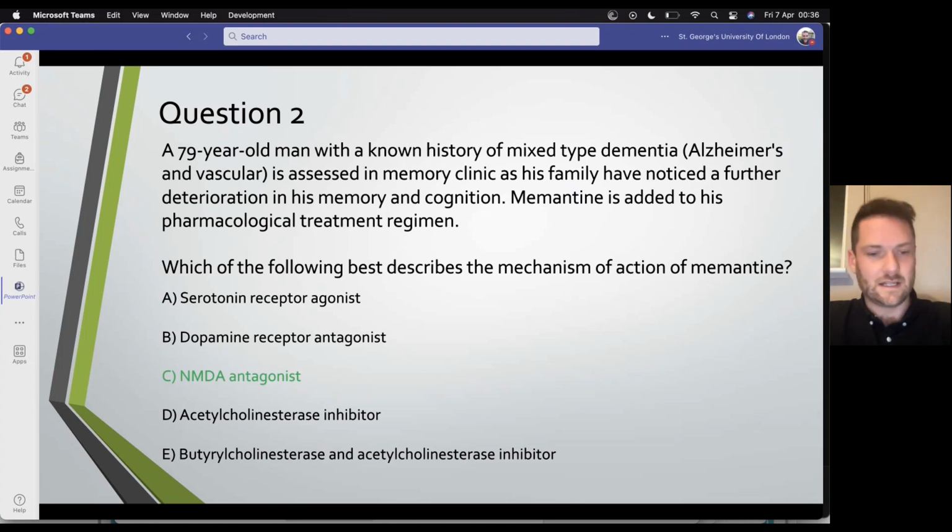NMDA antagonist. Exactly right. So the only thing you get confused there is your acetylcholinesterase inhibitor, and that is your donepezil. Dopamine receptor antagonists, these are used in Parkinson's. Serotonin receptor agonist, this is obviously used for SSRIs. NMDA antagonist, memantine. It's a rogue question, but it's on here, so it could happen. So just know what the main mode of action is.